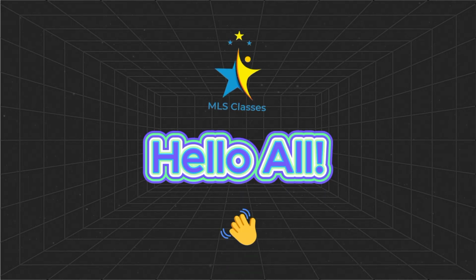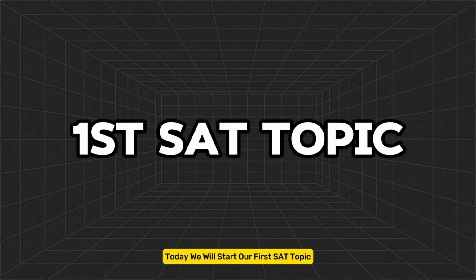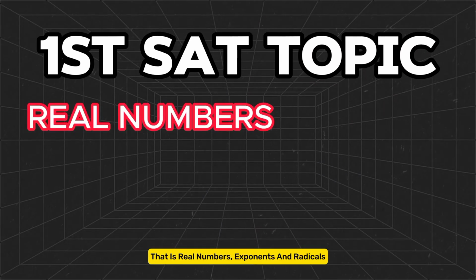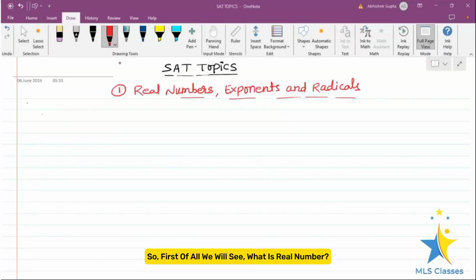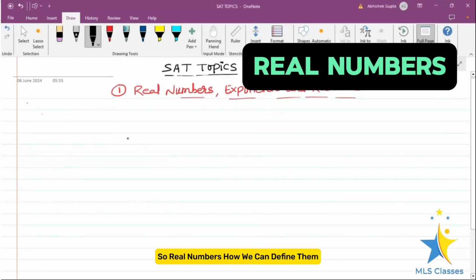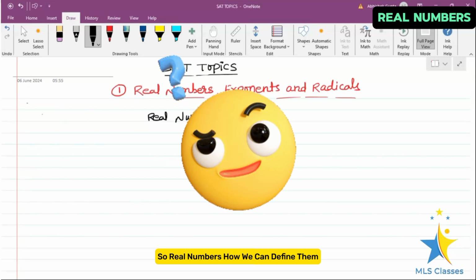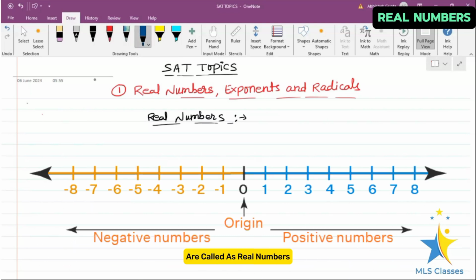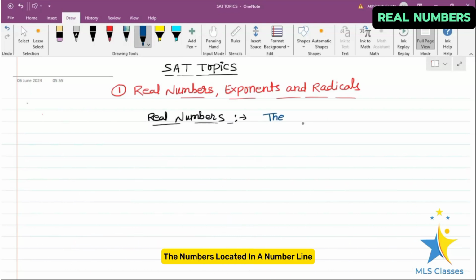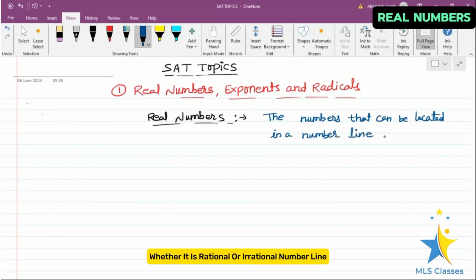Hello all. Today we will start our first SAT topic, that is real numbers, exponents and radicals. First of all we will see what a real number is. How can we define real numbers? Those numbers which can be located on a number line are called real numbers, whether they are rational or irrational. All those numbers are real numbers.